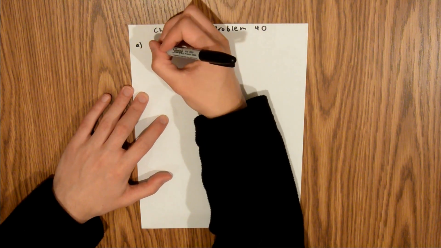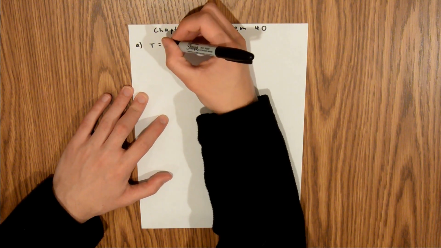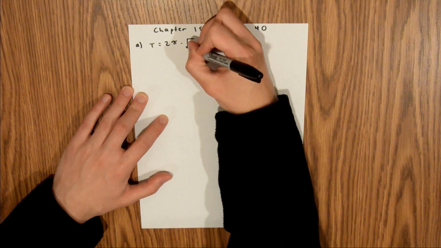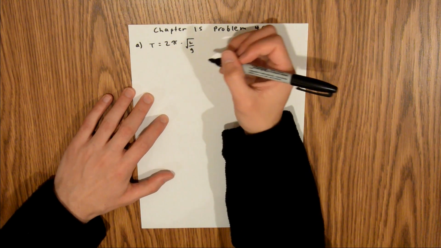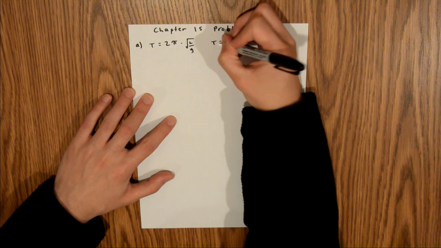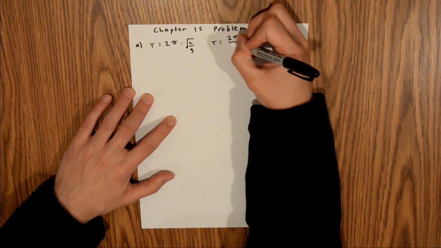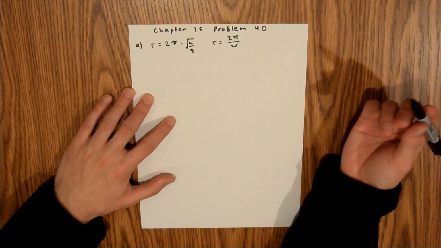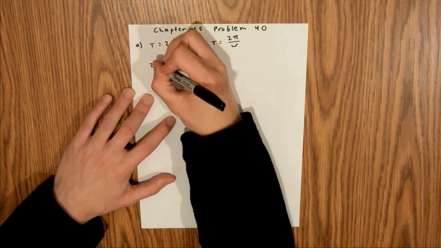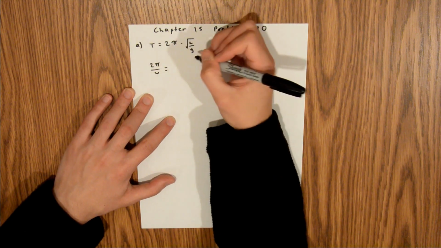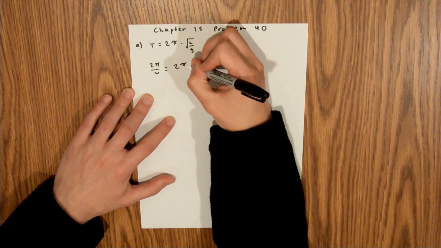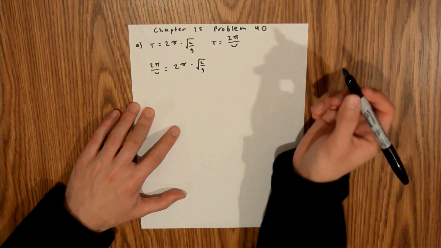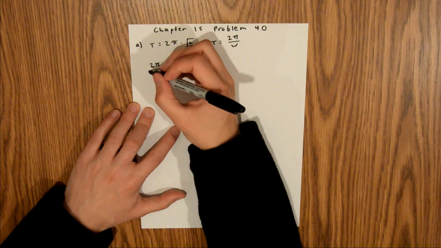And so we know that the period of a pendulum is equal to 2 pi times the square root of length over gravity. And we also know that the period is equal to 2 pi over the angular frequency. And so what we can do is we can set these two equal to each other. And we have 2 pi over omega is equal to 2 pi times the square root of L over G. And so now we have 2 pi on both sides, so we can cancel those out.